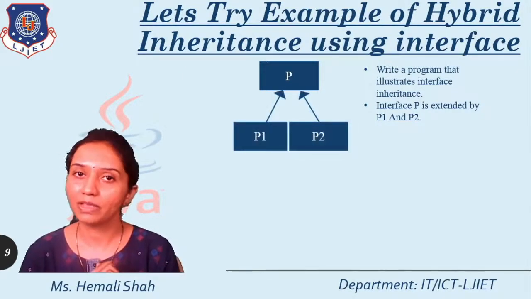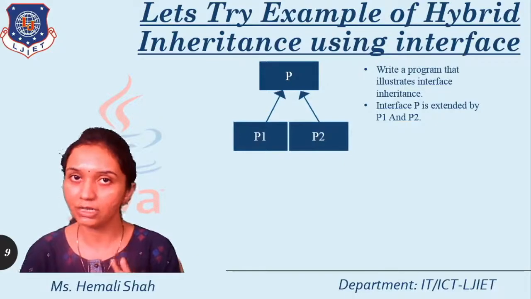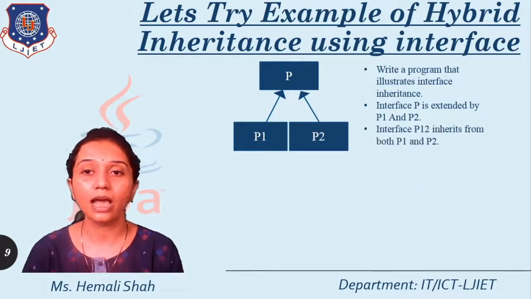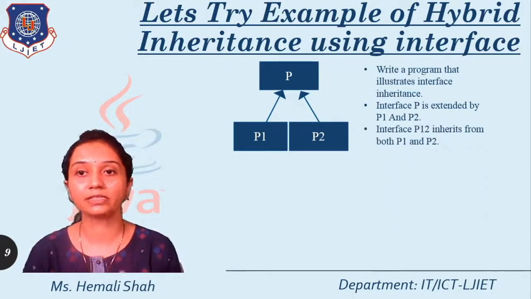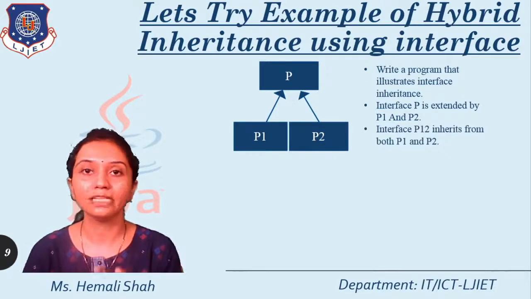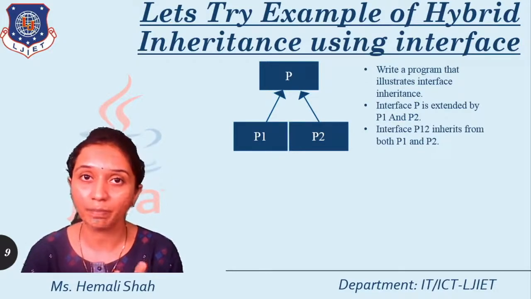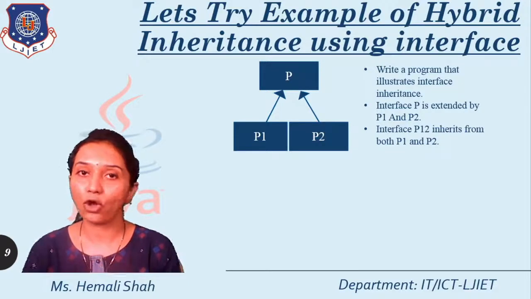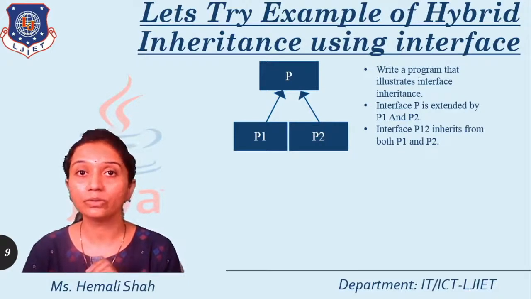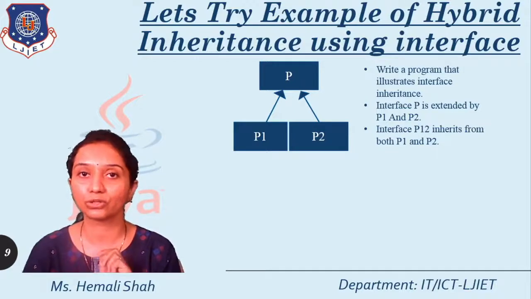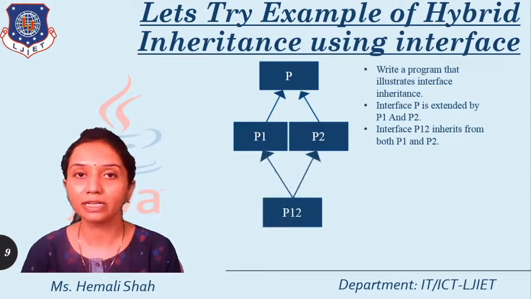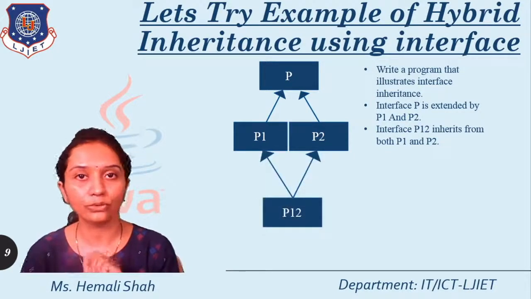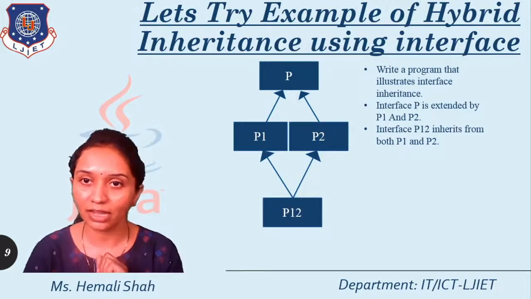So here this P1 and P2 will be the interfaces in our code, right? Now this interface P12, that means you have to create one more interface. P12 is the name of the interface, and it inherits from both P1 and P2. That means you have to show multiple inheritance. You have to create this P12 from P1 and P2 like this in the figure.